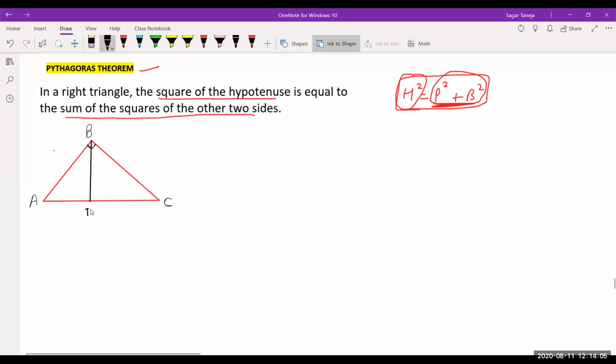So a perpendicular is constructed on this. What is given, first of all, right? It is given that triangle ABC is right angled. Wait a second.